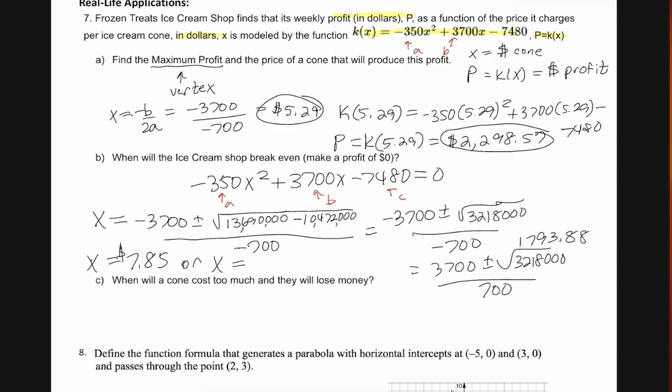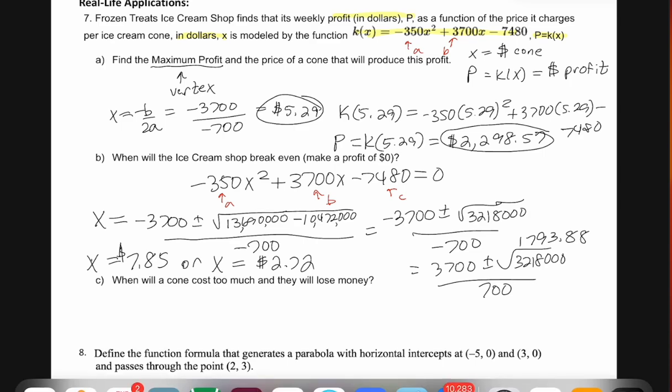Let's do the smaller one. 3,700 minus 1793.88, all divided by 700 is 272. So at the 785 mark and the 272 mark, they don't make any more profit anymore. One is too high, one is too low. They're not going to make any money.